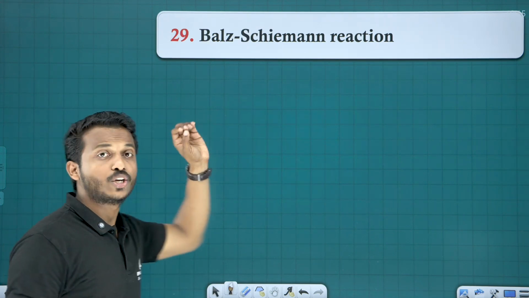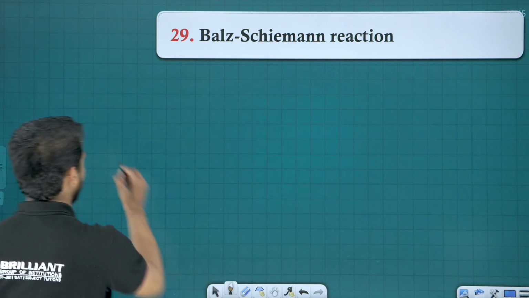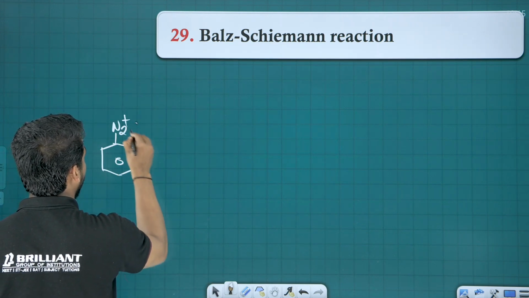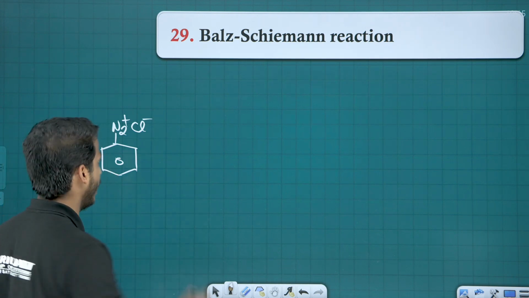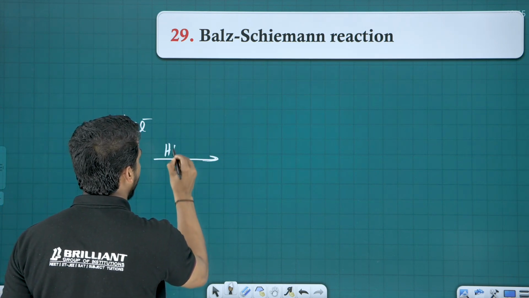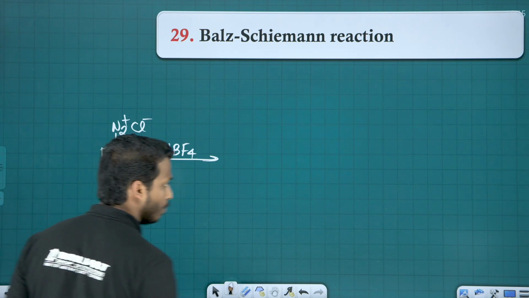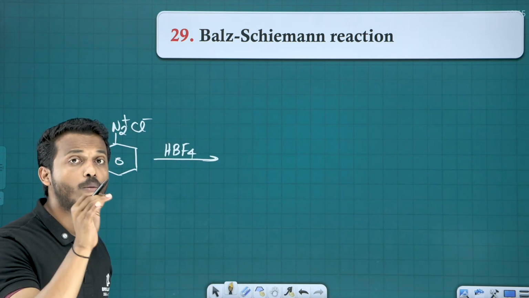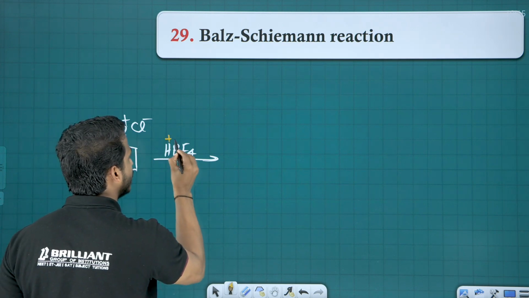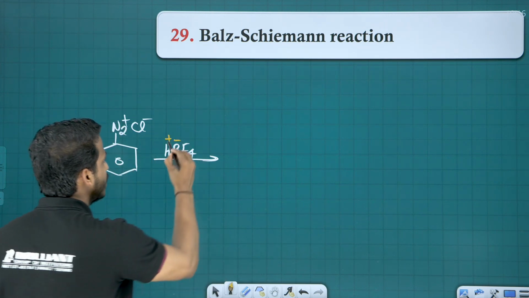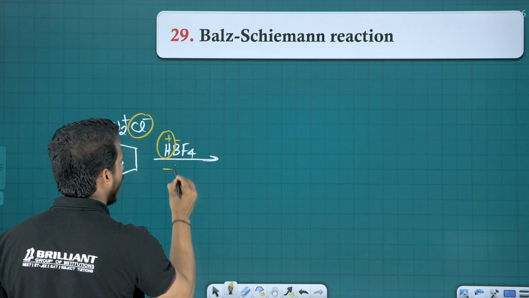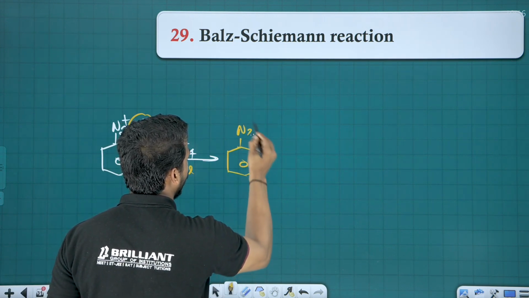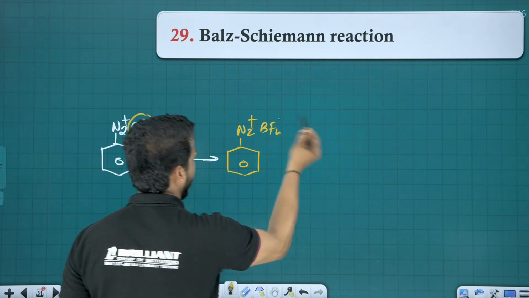And the Balz-Schiemann reaction, what is that? First take your benzene diazonium chloride, C6H5N2Cl. First I am treating it with an acid, HBF4. You know the name of HBF4, my dear? Fluoroboric acid. It contains H plus and BF4 minus ion. In the first step, this H and Cl go out as HCl. What is left in the system? Benzene with N2 plus BF4 minus.